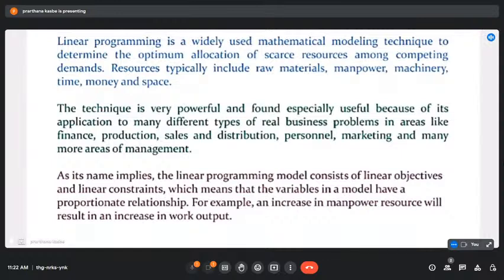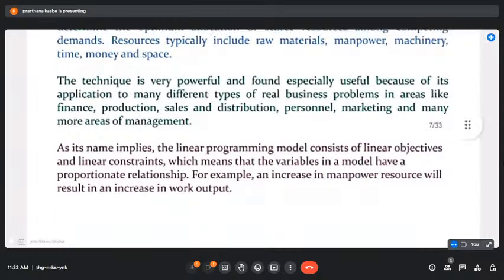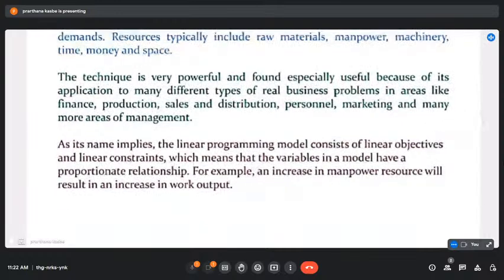As its name implies, the linear programming model consists of a linear objective and linear constraints, which means the variables in the model have a proportionate relationship. What is meant by the proportionate relationship? If one factor is increased, another factor also increases.